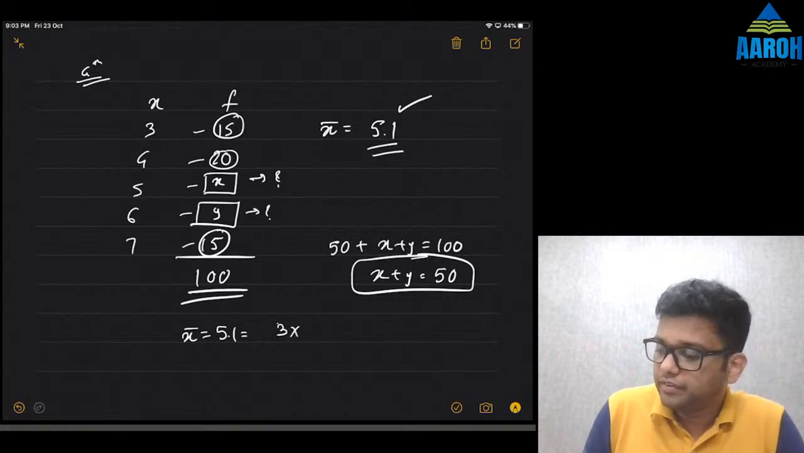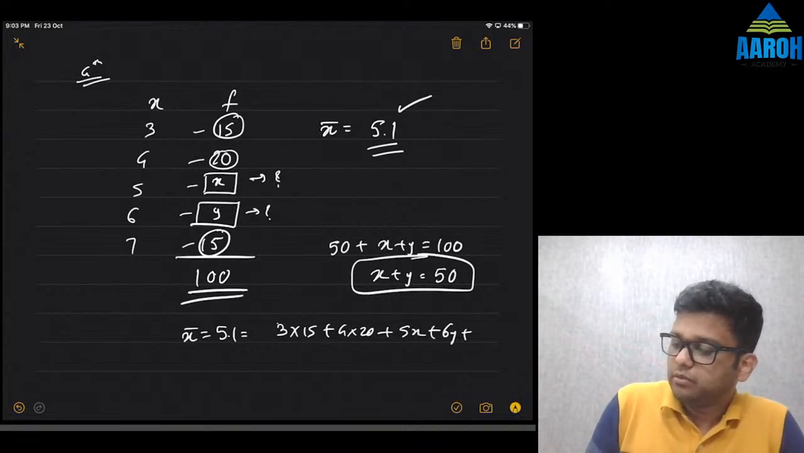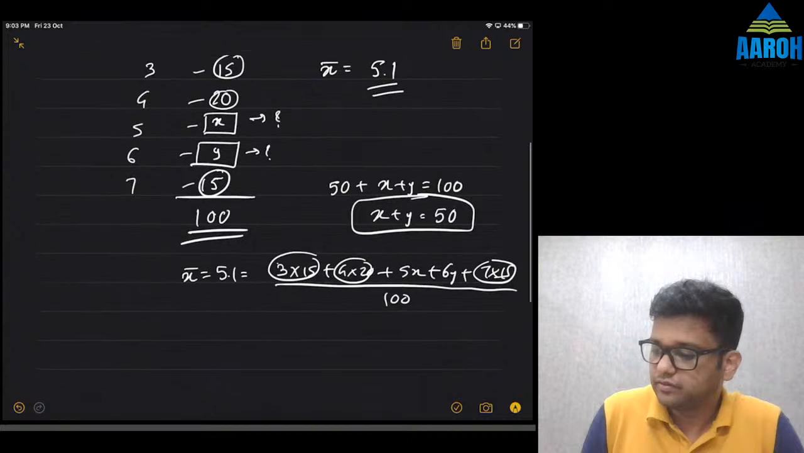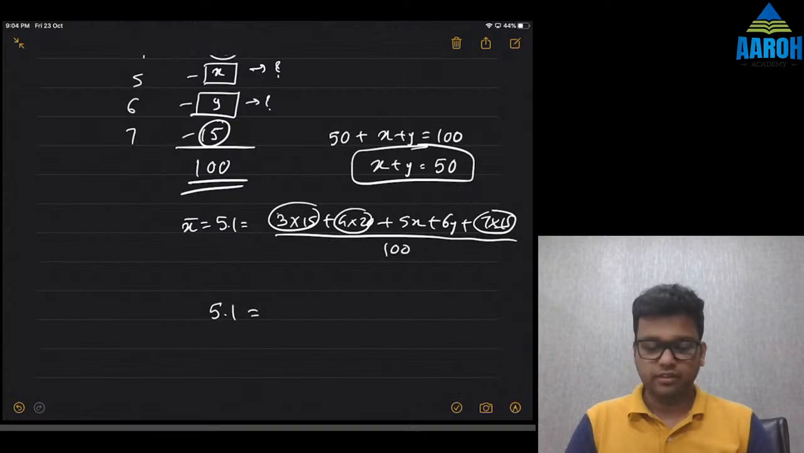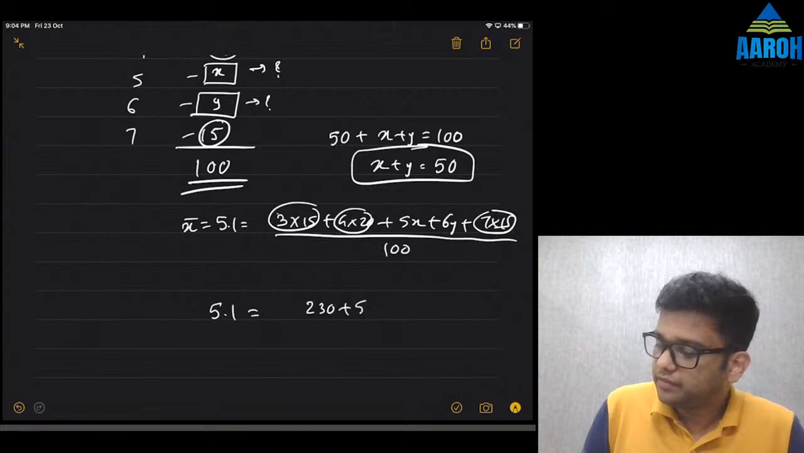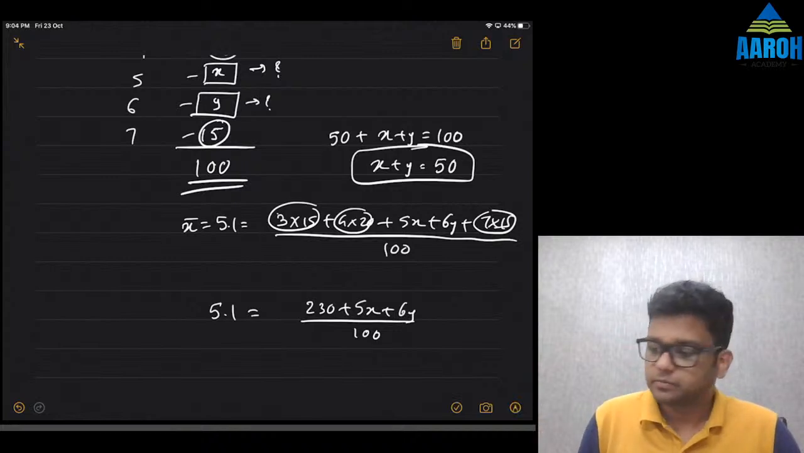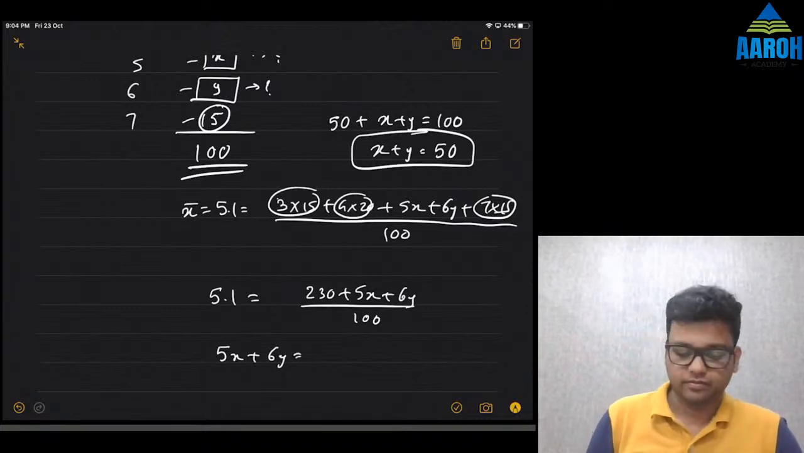X into f, so 3 into 15 plus 4 into 20 plus 5x plus 6y plus 7 into 15. You should not write this; you should directly write these values after multiplication and divide by 100, summation f. So 5.1 equals 45 plus 80 plus 105, which is 230, plus 5x plus 6y, upon 100. So 5x plus 6y should be 5.1 into 100 minus 230, that is 280.